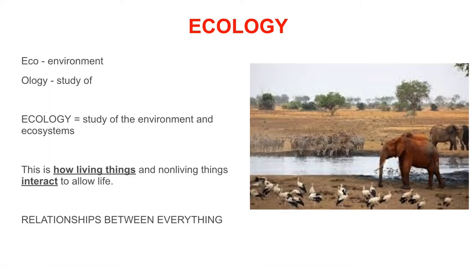So our first word is ecology. Eco kind of refers to the environment, then ology is the study of. So if we combine them to ecology, that is the study of the environment and ecosystems. And this is relationships. So this is how living things and non-living things interact to allow life.